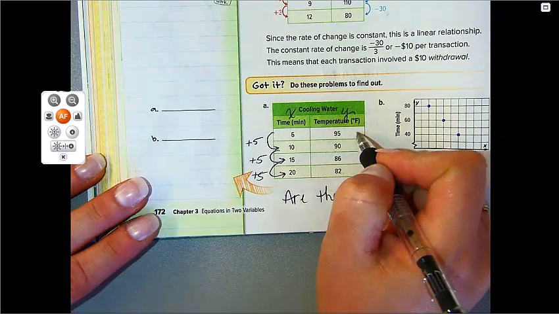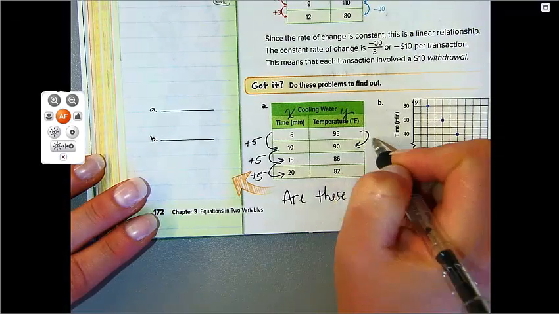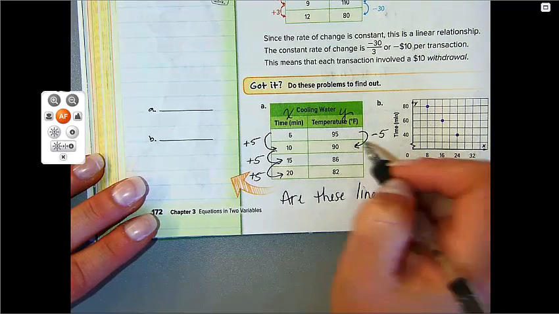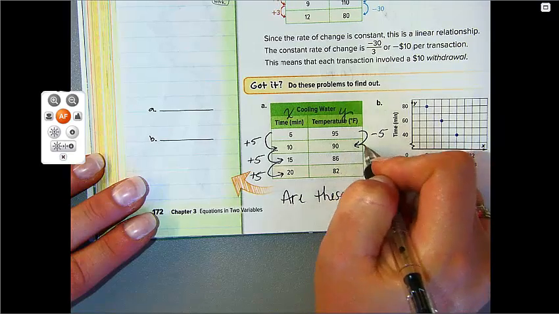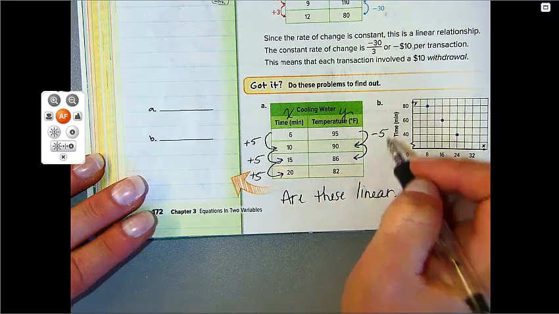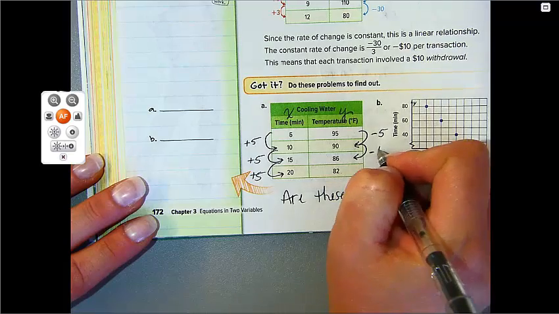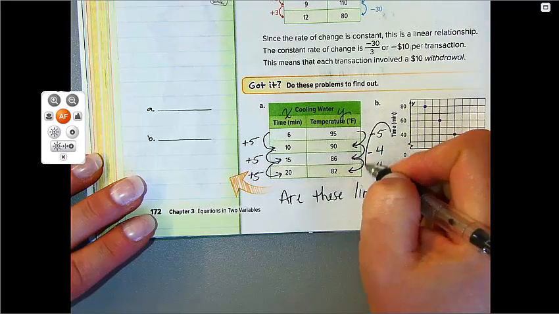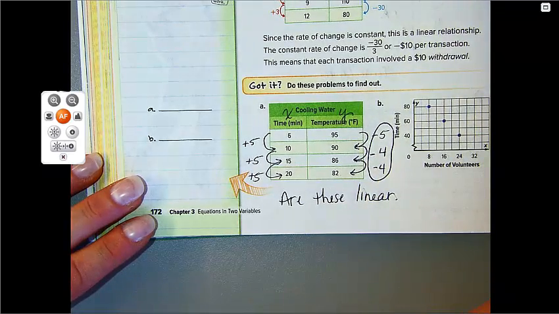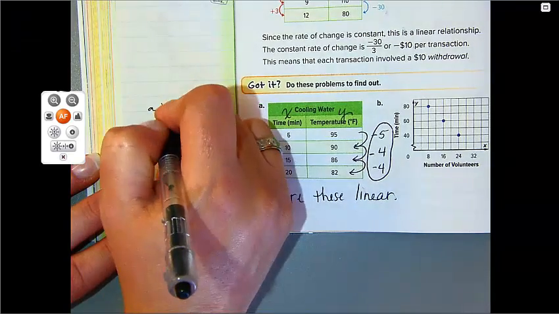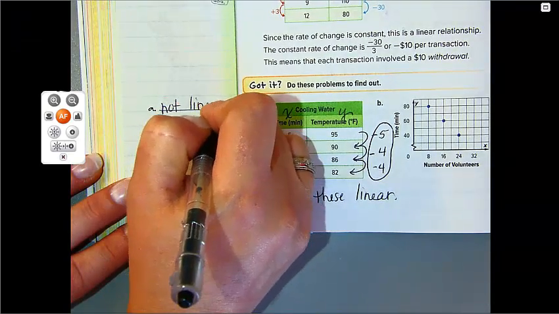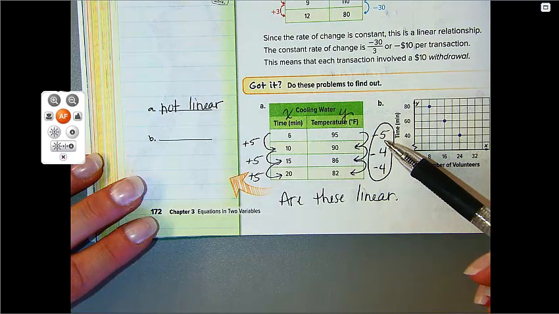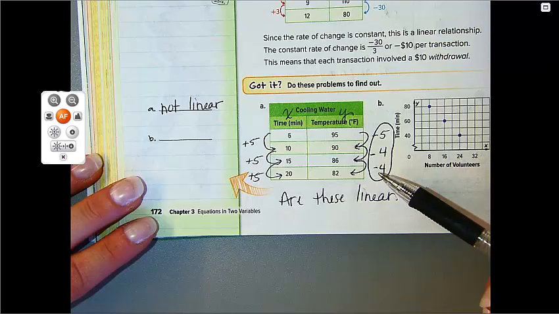On the y's, I go from 95 to 90, which means that I went down by 5, or I minus 5, which is okay. I can add or subtract. It doesn't matter. And then I go from 90 to 86. Holy cow, that's not 5. That's only 4. And then I went from 86 to 82, which is a negative 4. If these are not all the same number, my relationship is not linear. And I can justify that because my y's do not change at a constant amount each time.